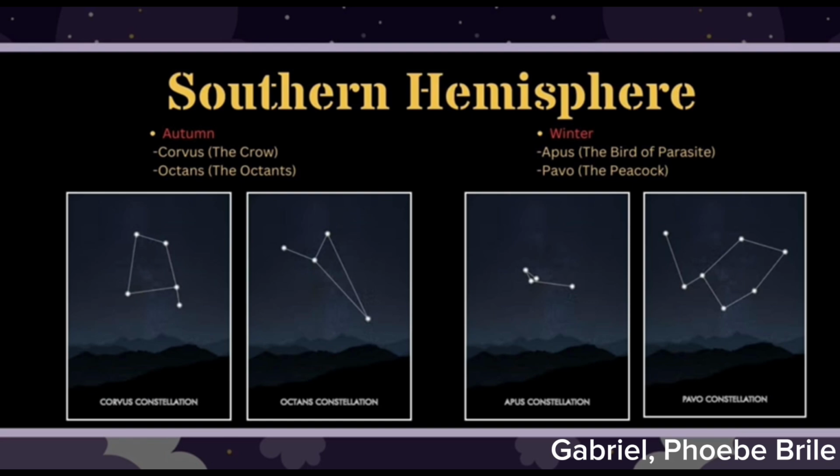So let's proceed for the winter. We have the Apus, or the bird of paradise, a faint constellation with no bright star. It represents an exotic bird of paradise named by European explorers. For the Pavo, or the peacock, it resembles a peacock with a fan-like tail. It represents a peacock tied to Hera's sacred bird.